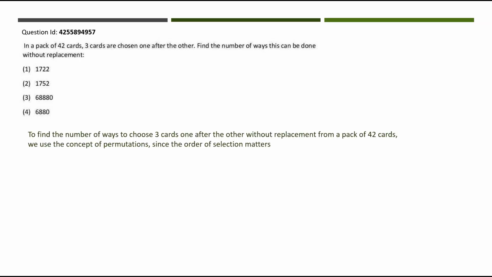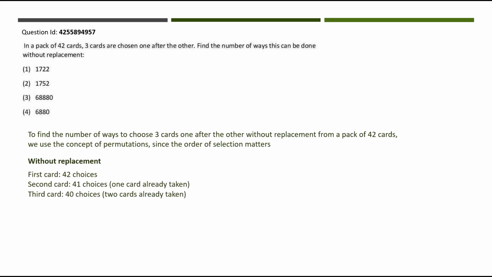To find the number of ways to choose 3 cards, one after the other, without replacement from a pack of 42 cards, we have to use the concept of permutation since the order of selection matters here. So for without replacement, for the first card we will have 42 cards totally. So it is 42 choices. For the second card, one card is already selected. We have only 41 totally and we are not going to replace it. So out of 41 cards, you are going to choose the second card.